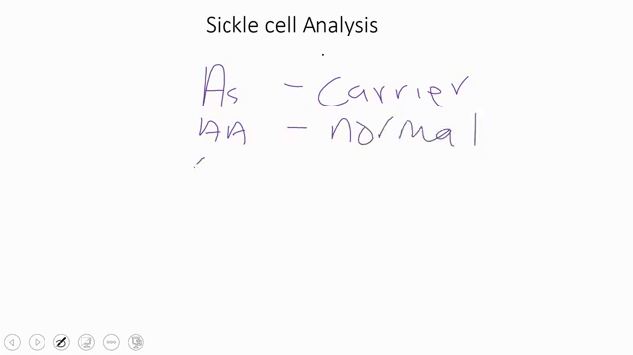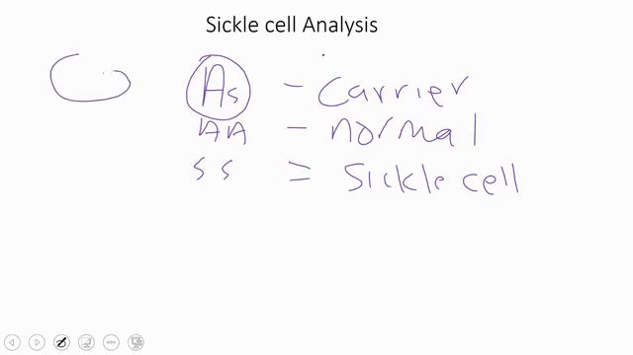If the child inherits S from one parent and S from the other, that child is called a sickle cell patient. Why? Because this is a gene, and this gene will carry information to a cylindrical object called the ribosome. But because this A is dominant and this S is not, the information they are carrying to the ribosome that is going to produce some protein, the one carried by the small s, will be suppressed.